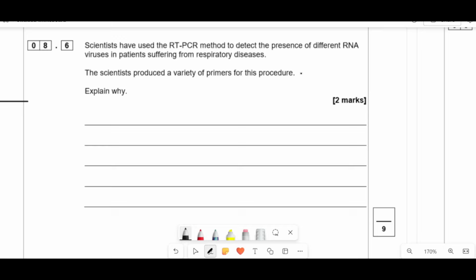Explain why. So the question is saying RT-PCR, RNA viruses, why do they need different primers? Primers are little short bits of base sequences that are complementary to the thing that you want to replicate, that you want to amplify. And what it does is it acts as a starting point, so then every single nucleotide joins like that. Otherwise you could go the other way, or you could just join all kinds of random stuff together. So primers are literally saying, hey, mate, let's get started.